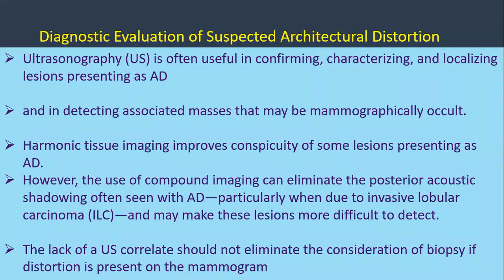Okay, we'll see examples. The lack of an ultrasound correlate does not eliminate the consideration of biopsy if distortion is present on mammography. Sometimes we can see the distortion on mammography, as I have shown you in the earlier case, with angular contour as well as spiculation. She has no previous trauma, no previous surgery or interventions. So even if ultrasound was normal or was not detecting any abnormality, we could not ignore it. We have to use the mammography to take a stereotactic biopsy.